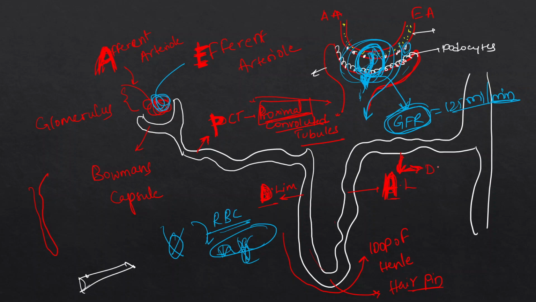And this part is your favorite and my favorite, the DCT, and this is your CT, the collecting duct, CD, and this is your initial collecting duct, ICD. Okay, these are the parts of a nephron. Remember these. If you want, you can take a screenshot also.